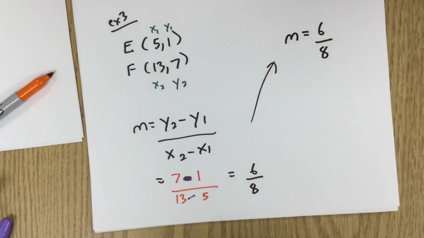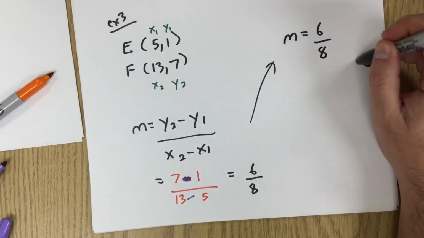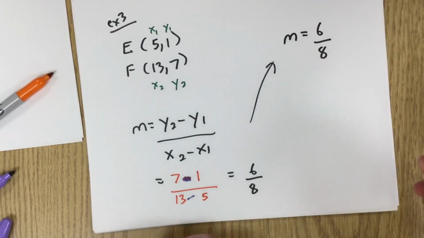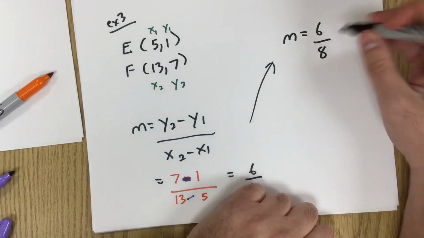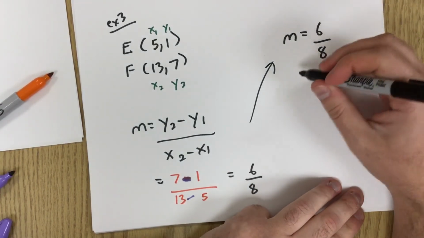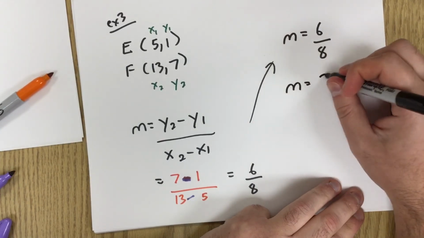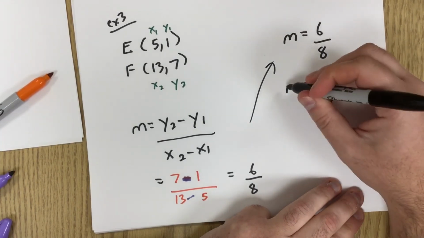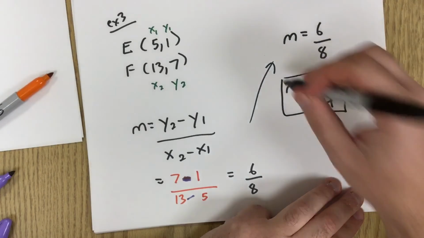This one's slightly different. We're not quite done yet because, in general, if you can reduce the fraction, then you must reduce the fraction. So the slope is 6 over 8. We reduce it, dividing the top and the bottom by 2, and then we get that the slope is 3 over 4. And if you can reduce it, you must reduce it.